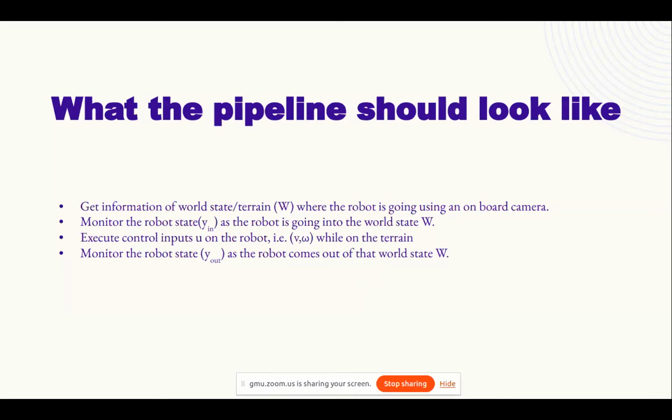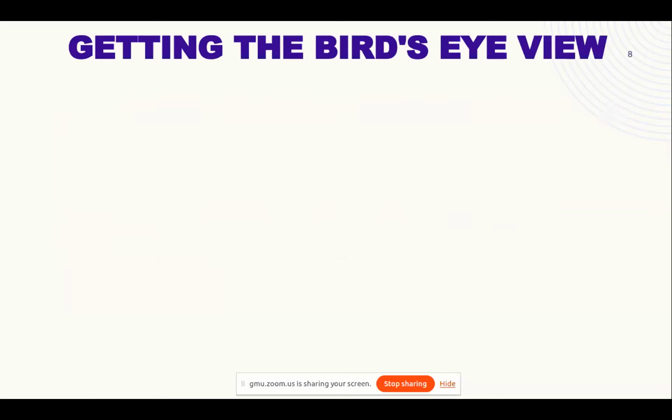What the pipeline would look like is that we would get the information of the world state of where the robot was going using the onboard camera on the robot, and monitor the robot state, say y_n, as the robot was going into the world state, and then execute some control inputs on the robot. That would be a new v and omega while on the terrain, and then monitor the robot state as it came out of the world state. So this is what I wanted to collect from the simulation and then transfer to real life.